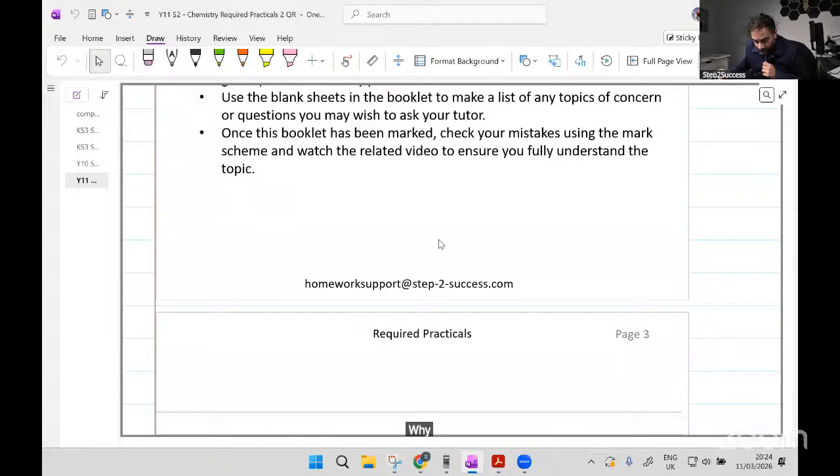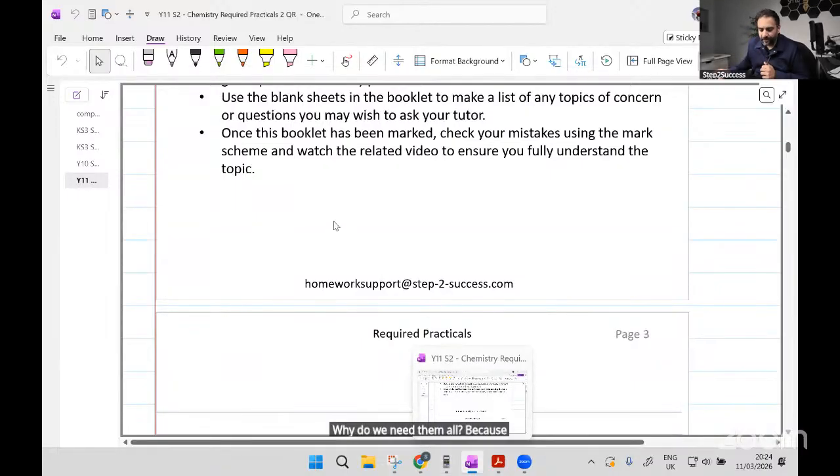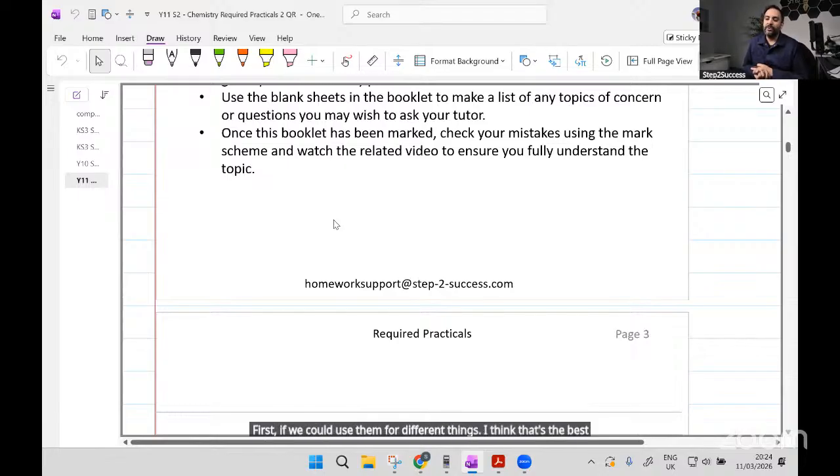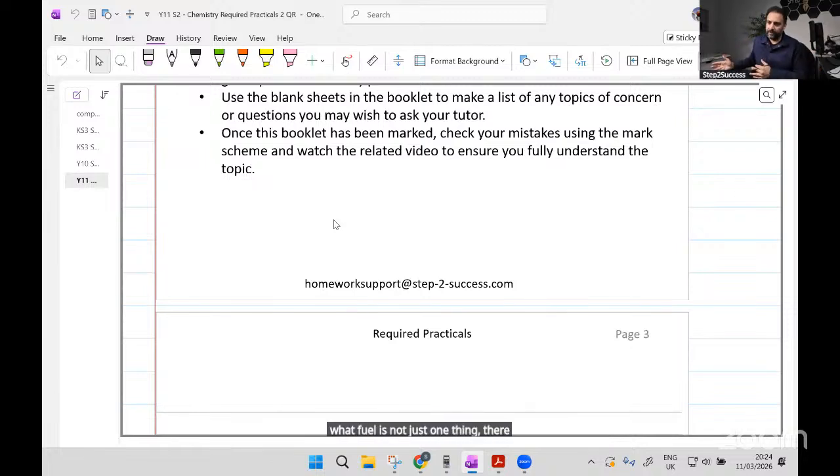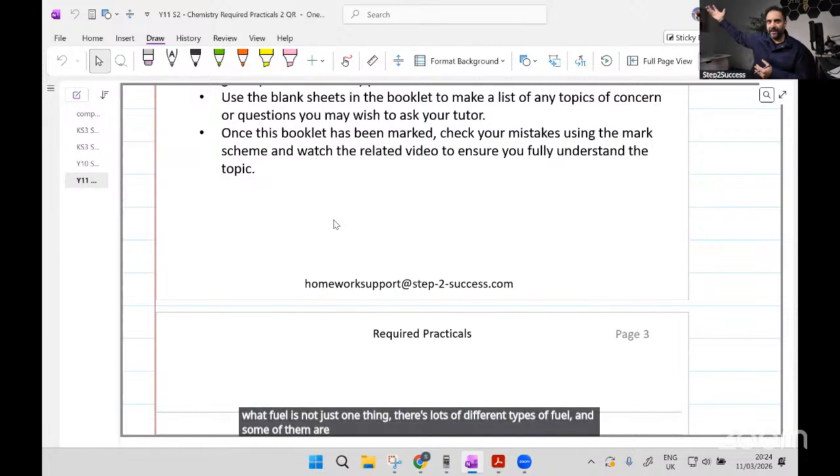Why do we need them all? Firstly, because we use them for different things. I think that's the best answer. We use some of it for petrol in your cars. We use some of it for the fuel that comes out of your stove for fire. We use some of it for plane fuel. They're all slightly different fuels. Fuel is not just one thing. There's lots of different types of fuel, and some of them are used in bigger vehicles like planes. Some of them are used in smaller things, but crude oil is all of them mixed together. So we're trying to separate them out by doing this process. Hopefully that answers that question.